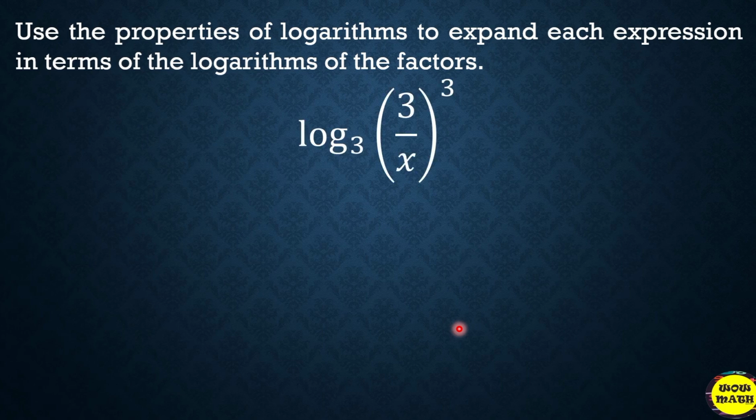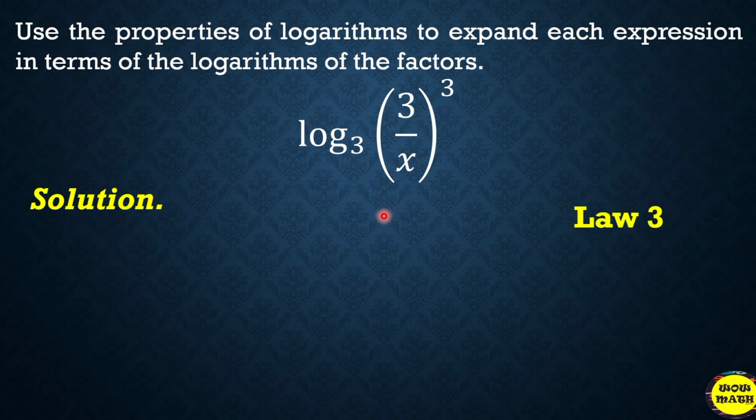Next, log of the quantity 3 over x cubed with base 3. As you can see, meron tayong quotient at meron din tayong exponent pa. So anong una natin gagawin? First, using law number 3, lagay natin yung exponent natin doon sa unahan ng logarithm natin. So that is 3 log 3 over x with base 3.